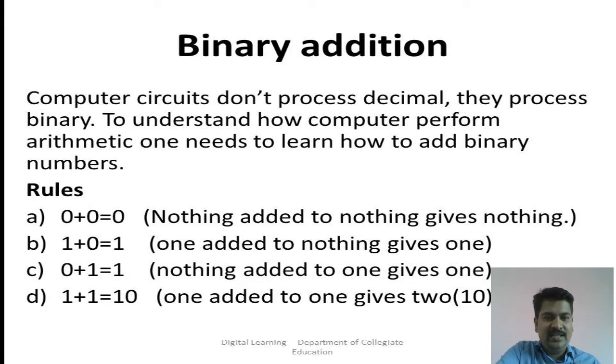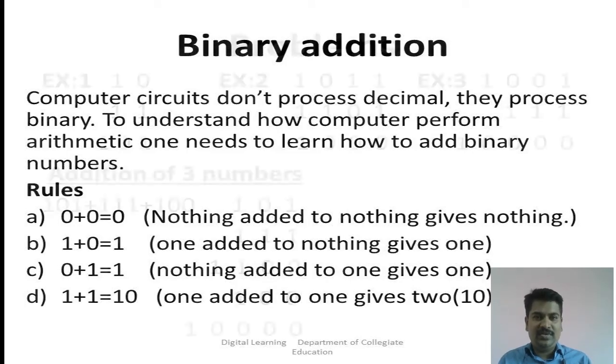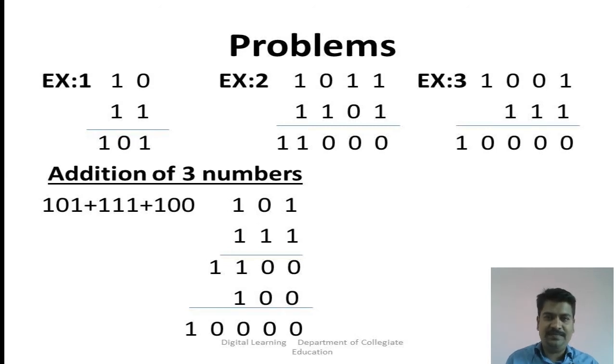And the third rule is 0 plus 1 will give you 1, meaning nothing added to 1 will give you 1. And the last one is a little tricky. 1 plus 1 will be 10. It is not 2 here because it's a binary thing. So 1 plus 1 is actually 2, but in binary 2 is 10. Right, 1 added to 1 will give you 10. The binary number system gives you 10. These are the rules we require to understand binary addition.